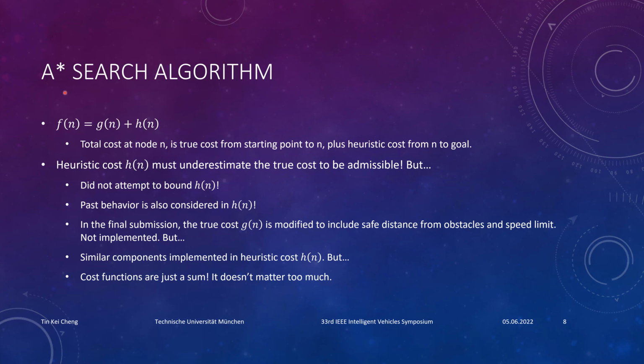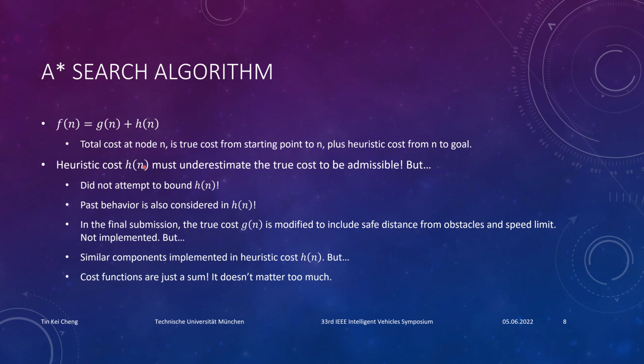So as maybe I've already mentioned, eventually I chose the A-star search algorithm. This is kind of standard in these motion planning problems, I would say. There is this cost function that is evaluated at a certain node, or basically the current position that the search algorithm is at. And it is the sum of the true cost from the starting point to the current position, plus a heuristic cost that goes from the current position to the goal. This heuristic function has to underestimate the true cost to be admissible, so basically to guarantee that the solution found is optimal.